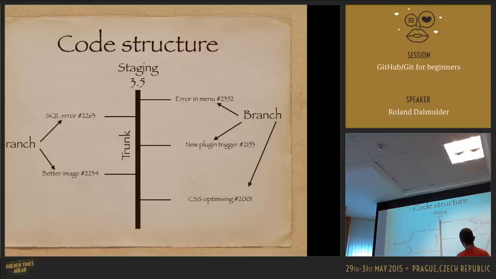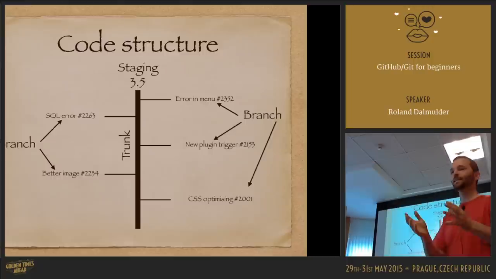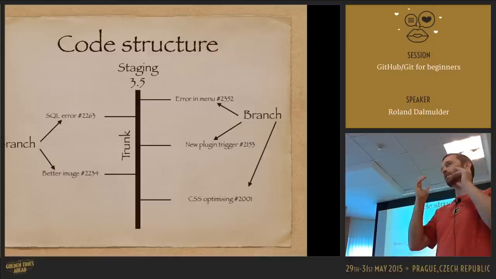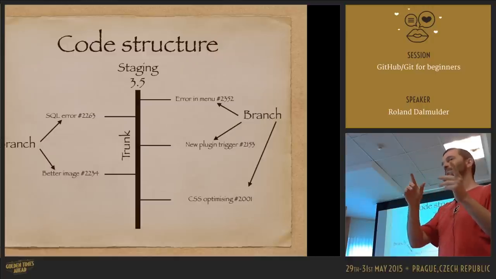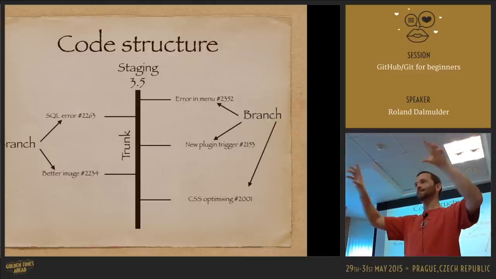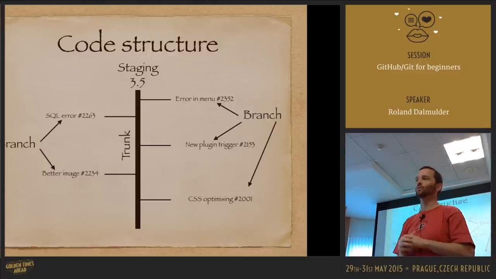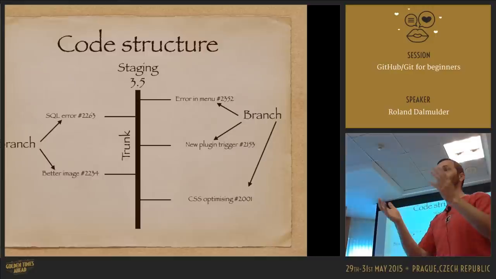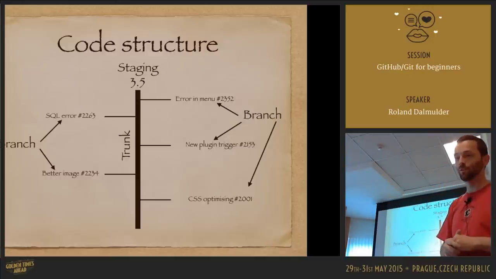So somebody has been optimizing the CSS. He made the change local in a branch. And then he pushed it to his code online. And once you do that, GitHub is so smart. GitHub sees that you made a change. So when you go to GitHub, it will come up with a big banner: I see you made a change. Do you want to send this code to Joomla? And then you can say yes or no, or what you like.